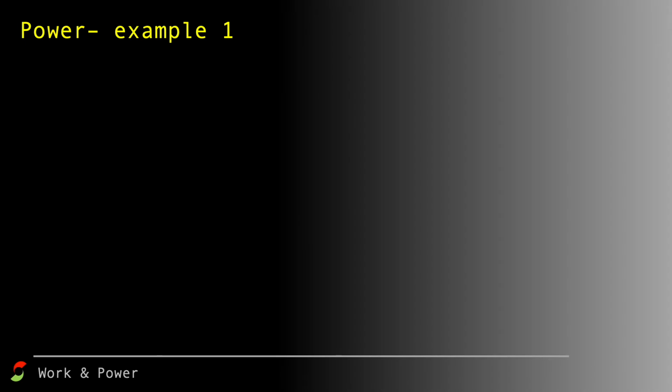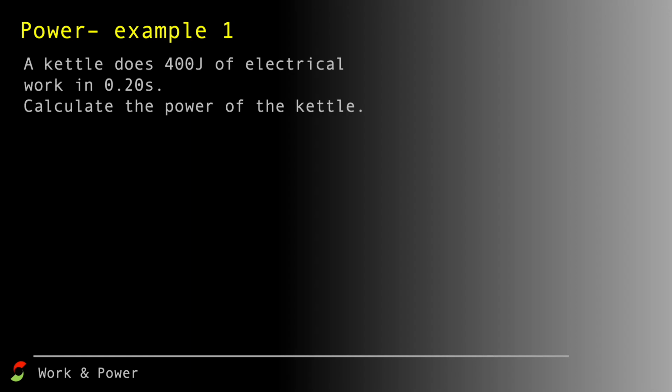We're going to do 5 examples, always looking from different directions at how exam boards present their questions and expect you to be able to cope with concepts such as work and power. In this one, we're going to have a straightforward example where a kettle does 400 joules of electrical work in 0.2 of a second, and we're going to calculate the power of the kettle. Remember that the first thing that you do is write down an equation.